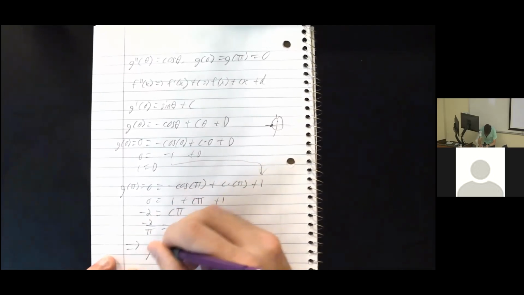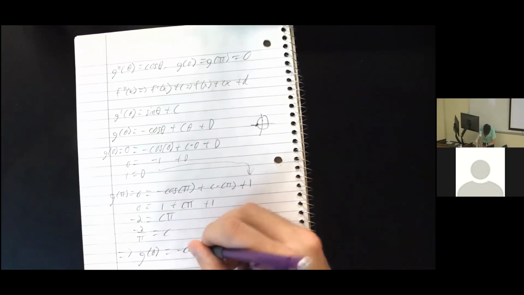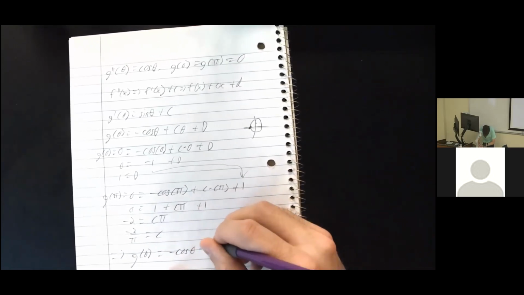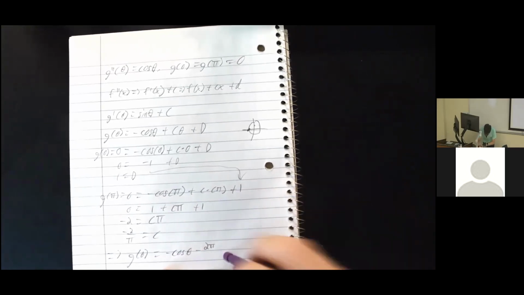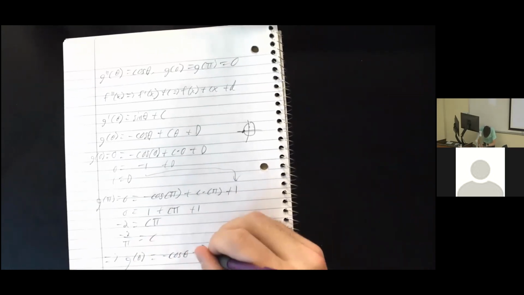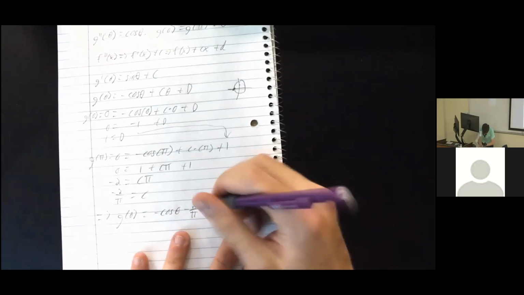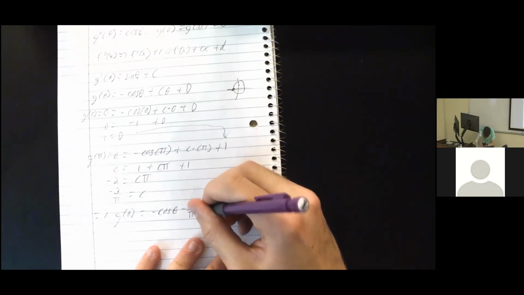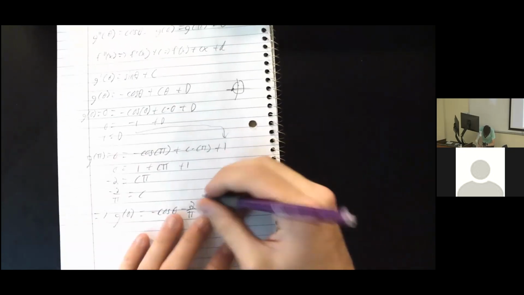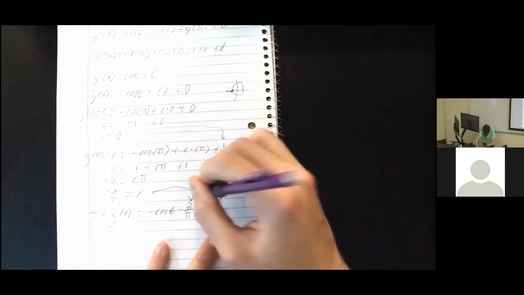So putting all of that together, we know that g of theta equals negative cosine theta. What is it? -2 over pi times theta. Yeah, I guess I can do -2 over pi times theta. Sorry, I'm a bit off, guys. Plus 1. And yeah, so that's how you do an initial value problem.